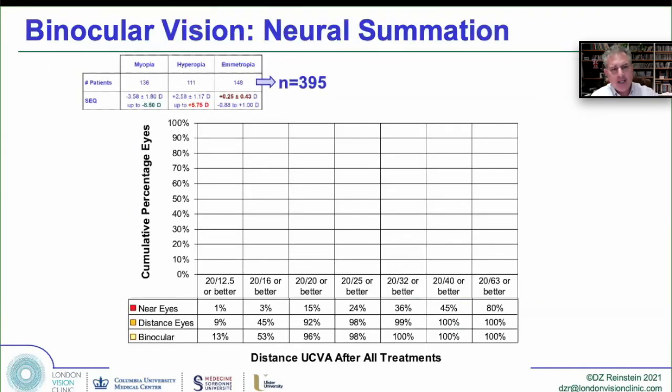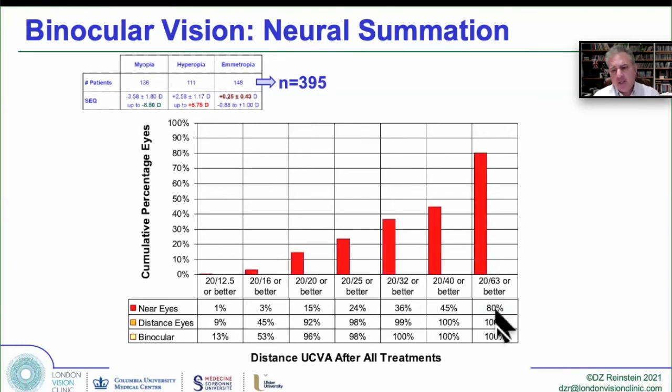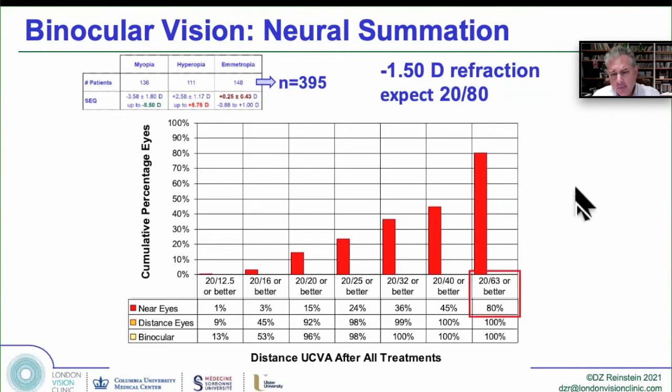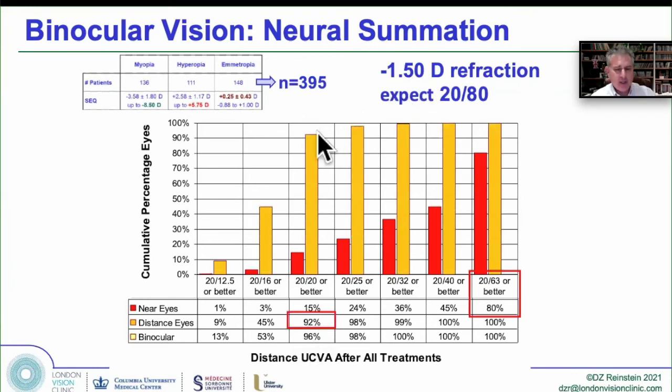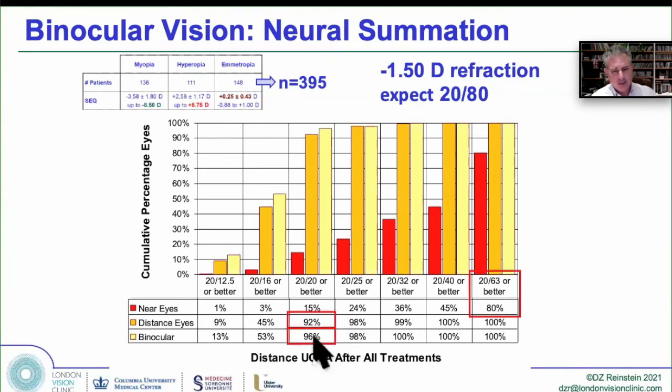Out of our three publications with more than 100 patients each, myopia up to minus 8.50, hyperopia up to plus 6, and plano emmetropes, presbyopes, about 400 patients. If we look at the distance vision of the non-dominant eye, 80% of these patients had 20/63 vision, and many eyes had better, of course. We would expect a minus 1.50 refraction to actually have 20/80 vision. So they had better distance vision than expected for the refraction that was targeted. In the meantime, the distance dominant eyes had 92% 20/20, but when the patients were looking at distance binocularly, 96% had 20/20. In other words, overall, adding the 20/60 eye to the 20/20 eye gave you better vision.